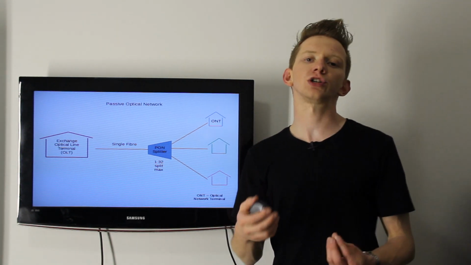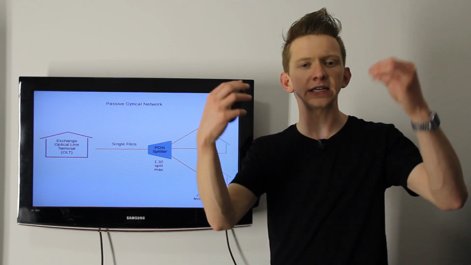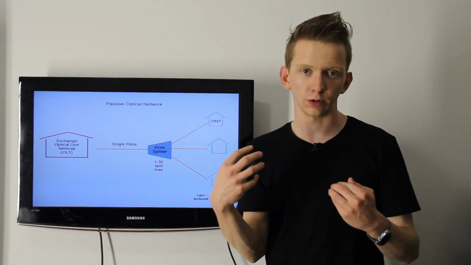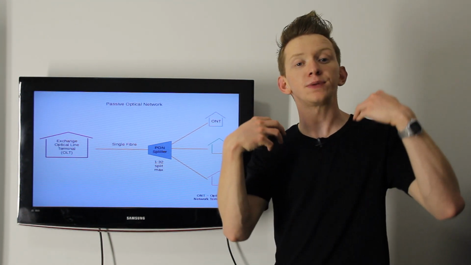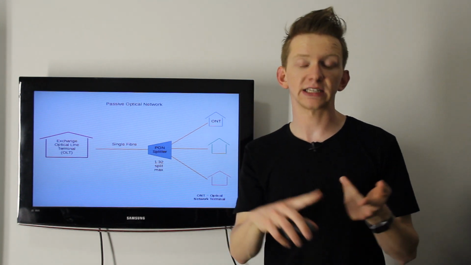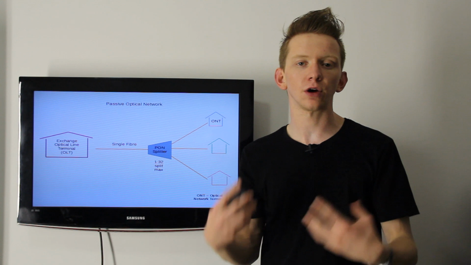The disadvantages with PONs is that you are sharing resources, and as a result of that, at peak times you will notice a drop in your bandwidth, or your broadband speeds. It's not going to be anywhere near as bad as what VDSL or DOCSIS or cable would be, but there will still be a noticeable drop.